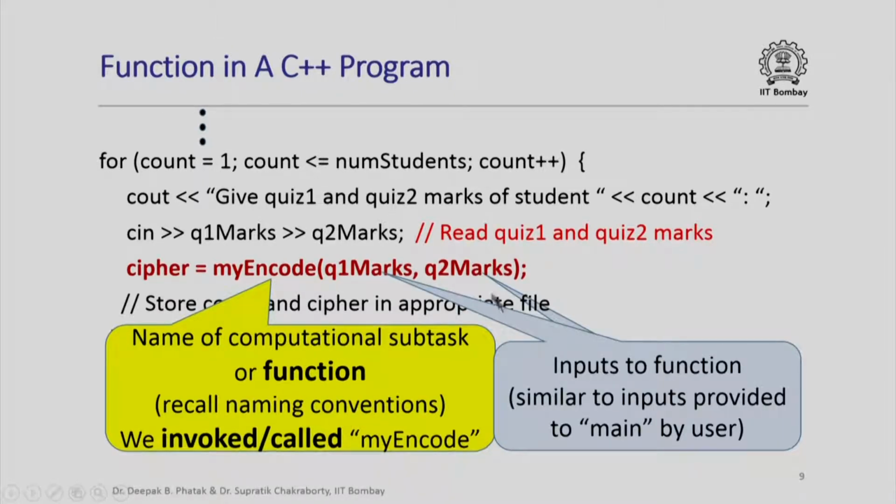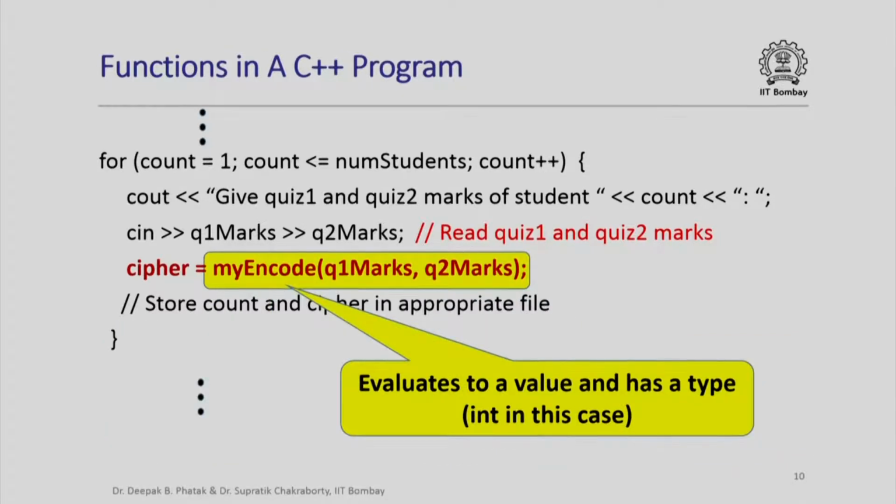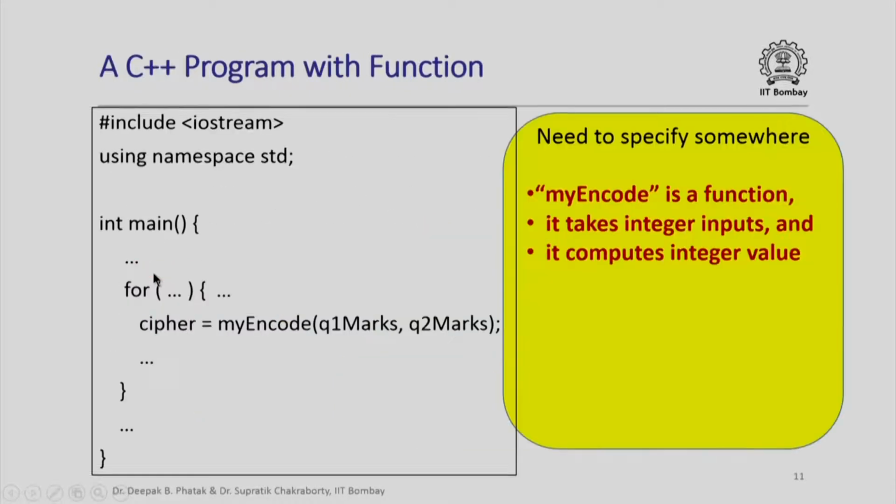q1 marks, q2 marks are inputs to this function, just like we provide inputs to the main function to compute some result, and every function evaluates to a value and has a type. We had already seen this earlier in our lecture on naming conventions and type declarations. In this case, my encode evaluates to a value of type int, which can then be assigned to this variable called cipher. Well, so I could now use this statement in my program where I am invoking my encode, but I need to specify somewhere in my program file that my encode is a function, that it takes integer inputs and that it computes integer values.